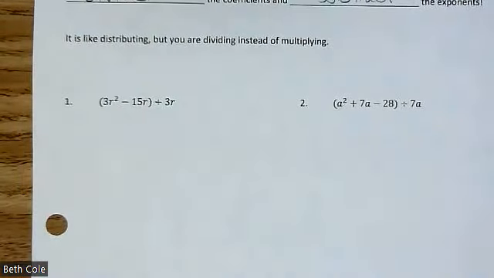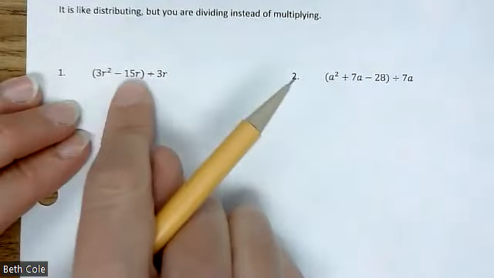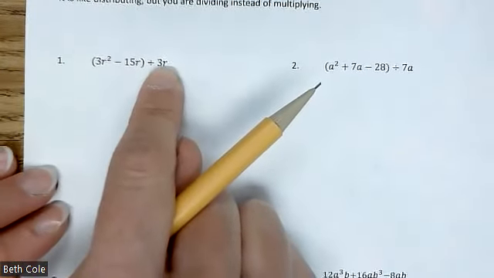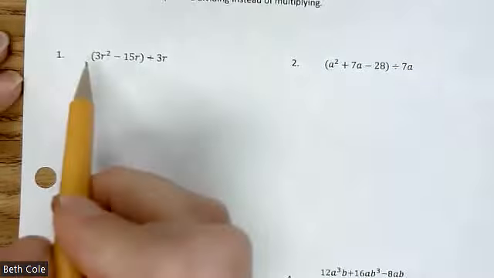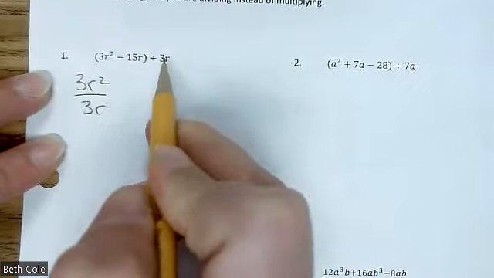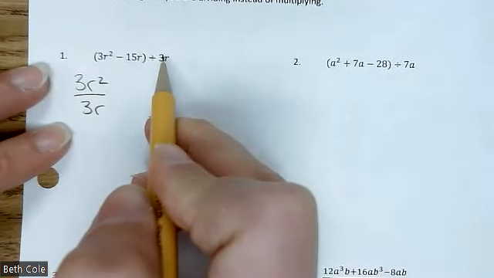Okay. So look at the first one. You're taking this whole thing divided by 3r. And here's my pep talk, same as I always do. You have to write this down so that you can see what's happening. Usually people are like, oh, I can do it in my head. No, write it down. You're going to take the first term, the 3r squared, and you're going to divide that by 3r. This is what we're dividing by.